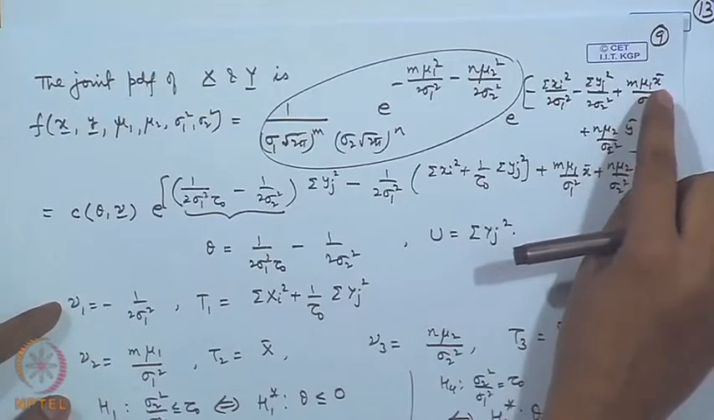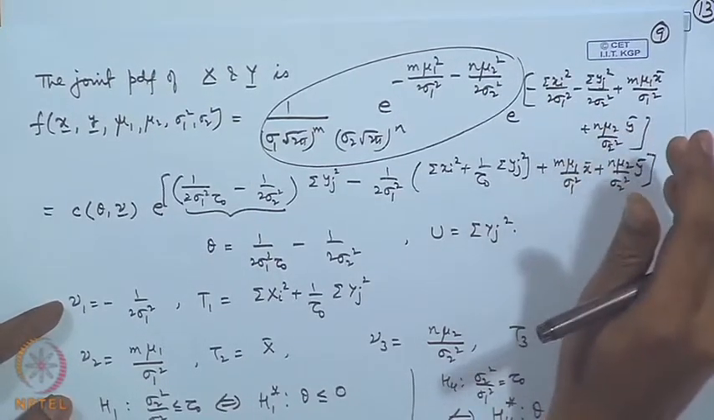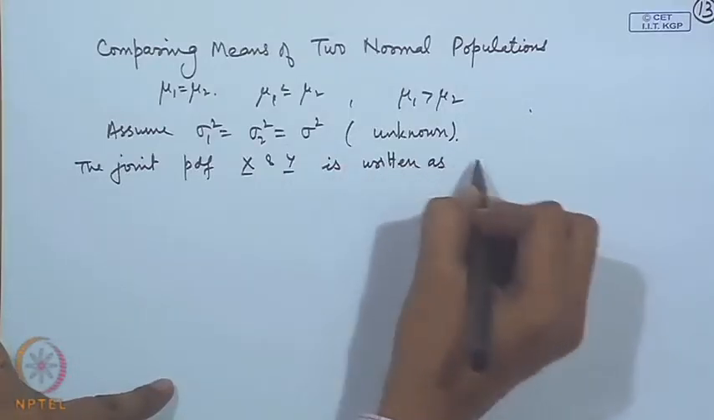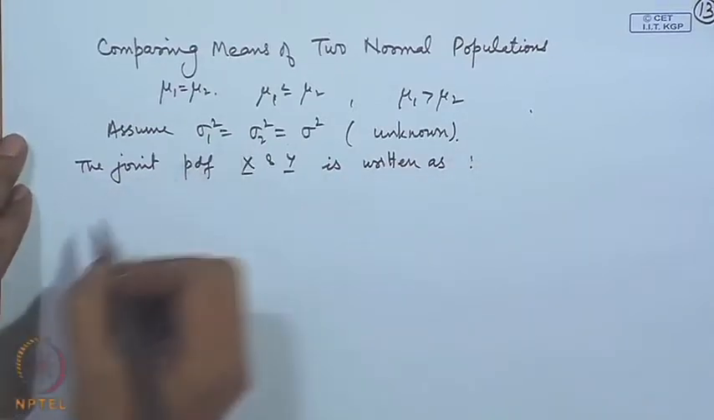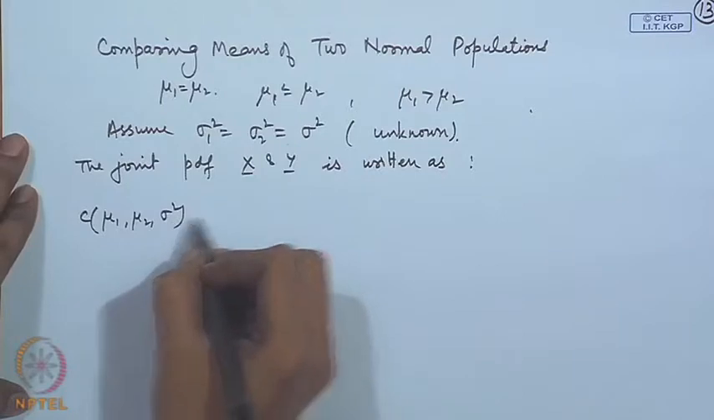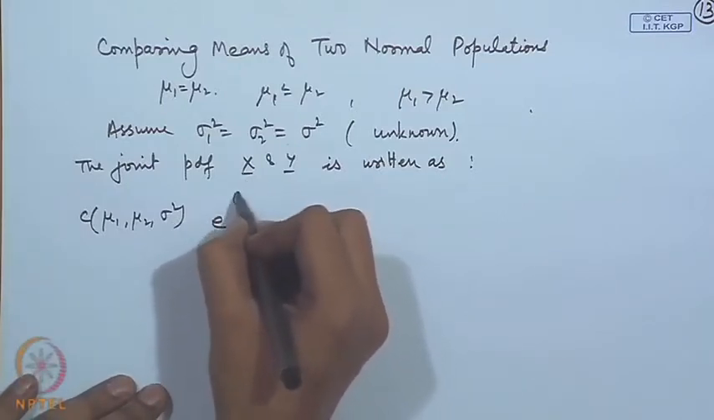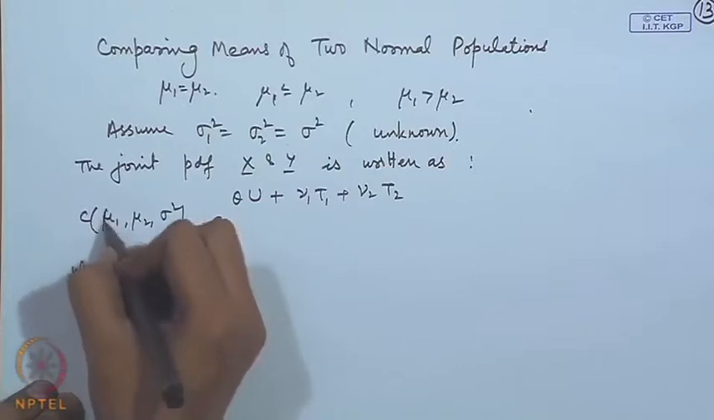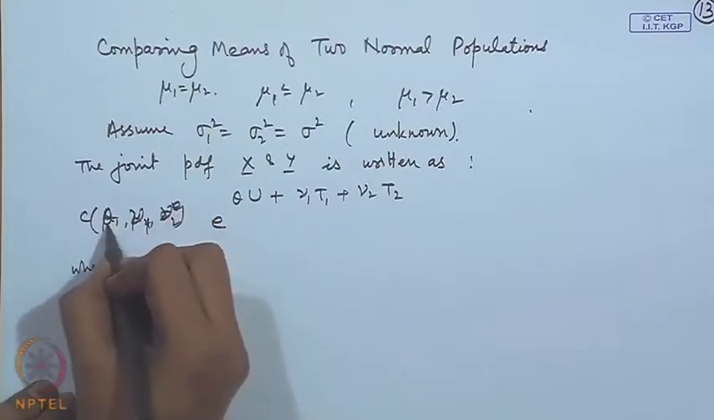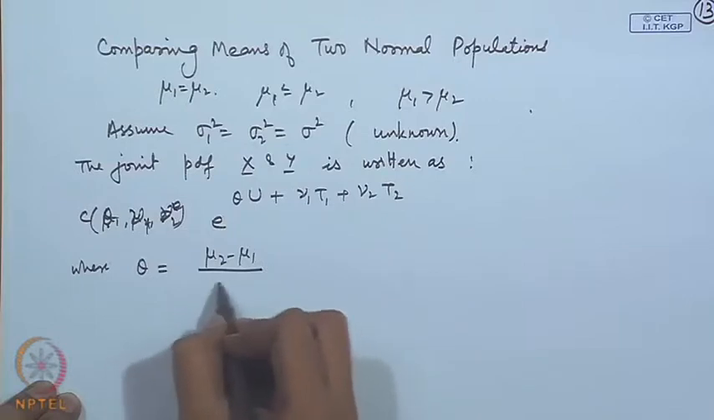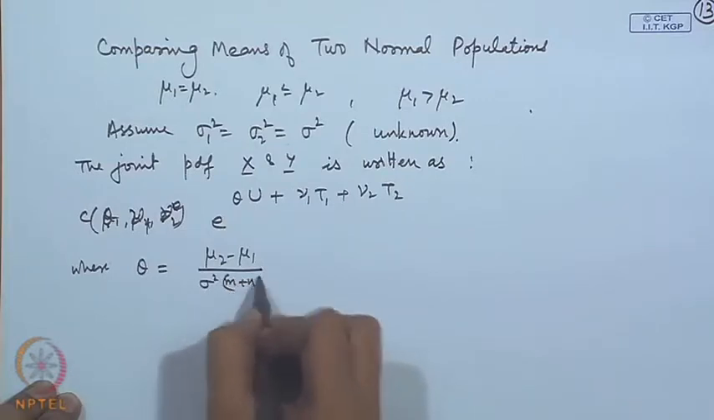Now, when they get combined and I want to get mu 1 minus mu 2 for comparison of mu 1, mu 2, we rewrite in the following fashion. Let me give this form here. Because I am not writing the original term again and again, I am considering this a function of mu 1, mu 2 and sigma square, e to the power theta u plus nu 1 t 1 plus nu 2 t 2, where theta I am defining to be mu 2 minus mu 1 divided by sigma square times (m plus n) over m n.